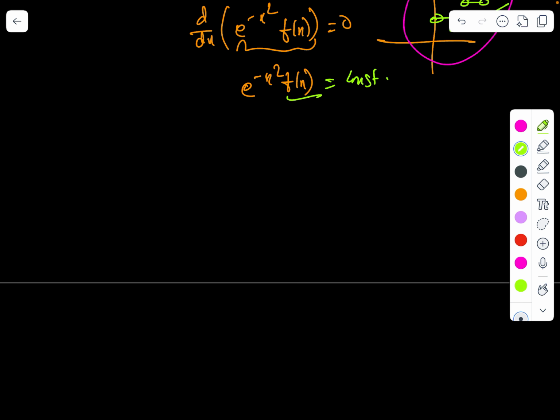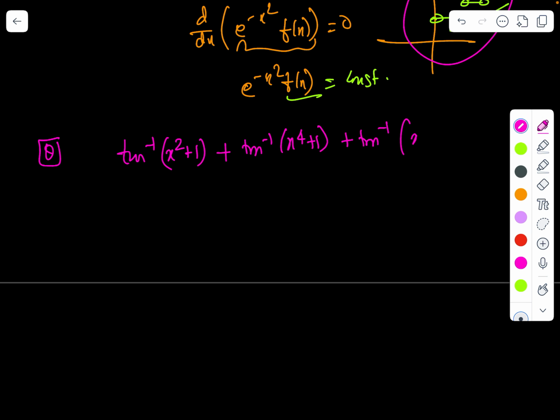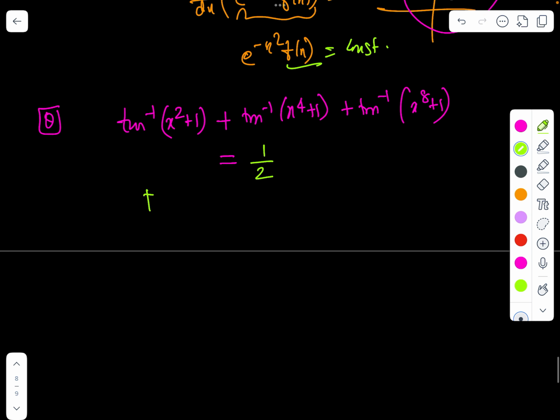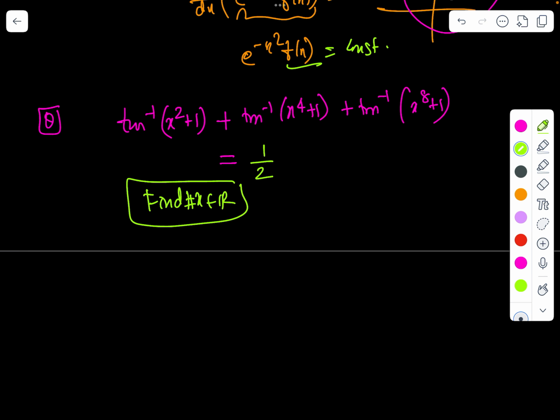Let's come to a nice problem of ITF, and the problem goes like this. They tell you tan inverse of x square plus 1, plus tan inverse of x to the 4 plus 1, plus tan inverse of x to the 8 plus 1 is equal to 1 by 2. And find the number of solutions. Find the number of x belonging to 0. They will not ask solution, number of solutions.